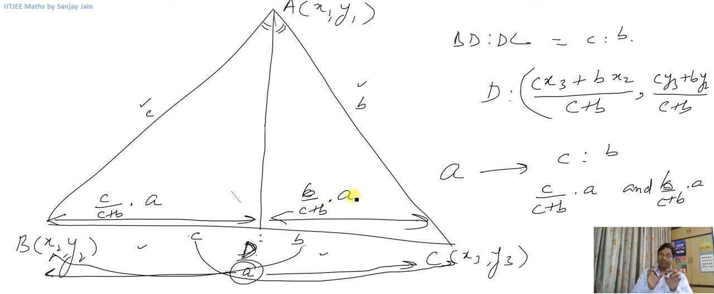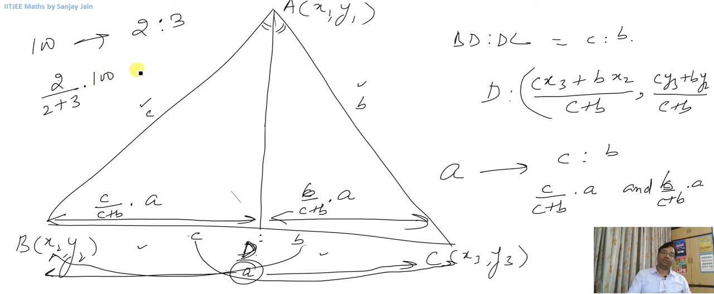So if I give you 100 rupees and I ask you to divide it into the ratio, let us say 2:3, what will be the values? 2 will correspond to 40 rupees and 3 will correspond to 60 rupees. If I give you 100 rupees and ask you to divide in ratio 2:3, what will be the portions? It will be 2 by 2 plus 3 into 100 and 3 by 2 plus 3 into 100.